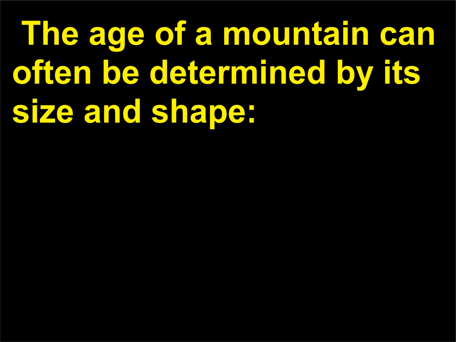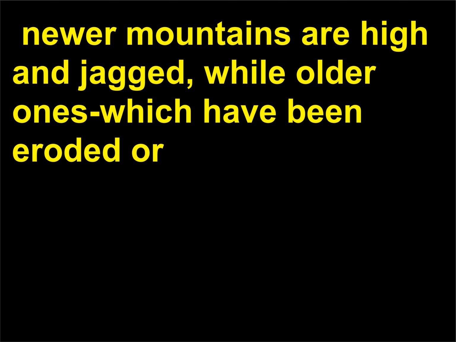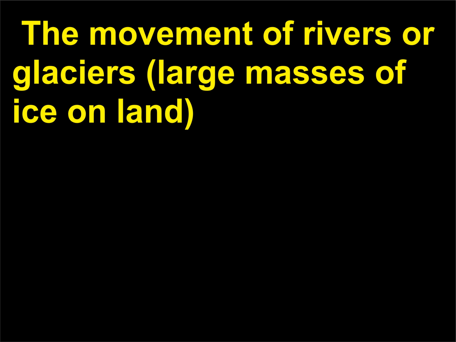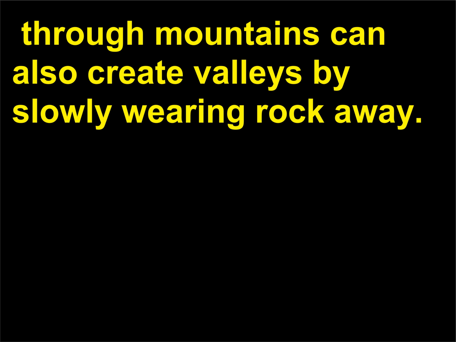The age of a mountain can often be determined by its size and shape. Newer mountains are high and jagged, while older ones which have been eroded or worn down by wind and weather over millions of years are smoother and lower. The movement of rivers or glaciers, large masses of ice on land, through mountains, can also create valleys by slowly wearing rock away.